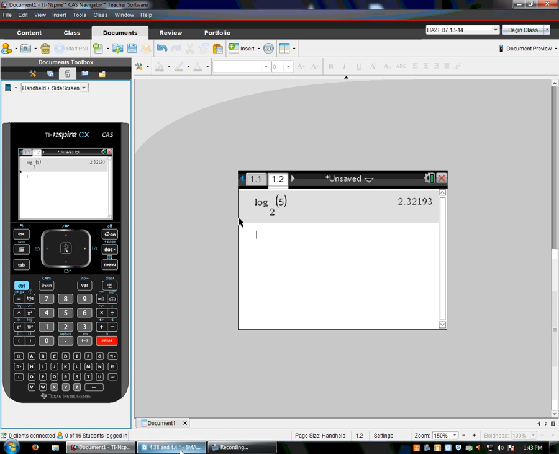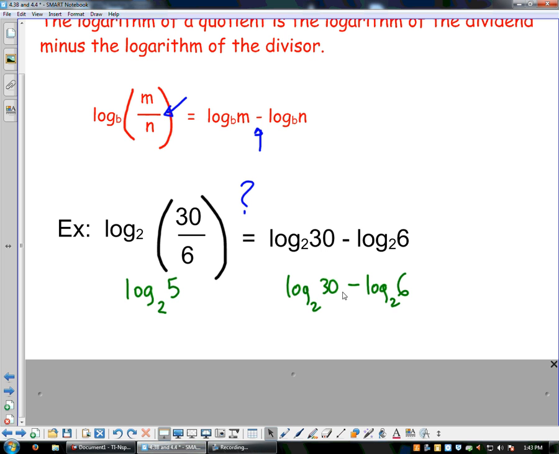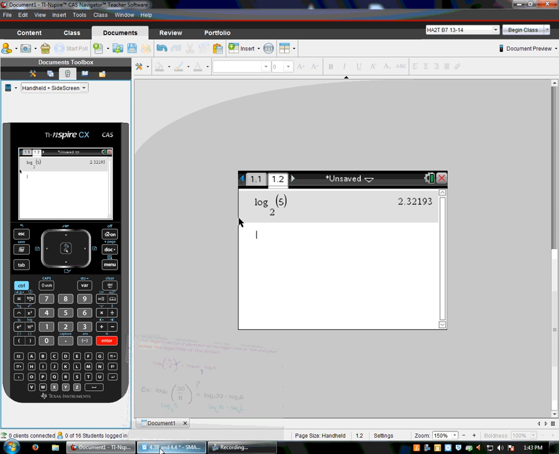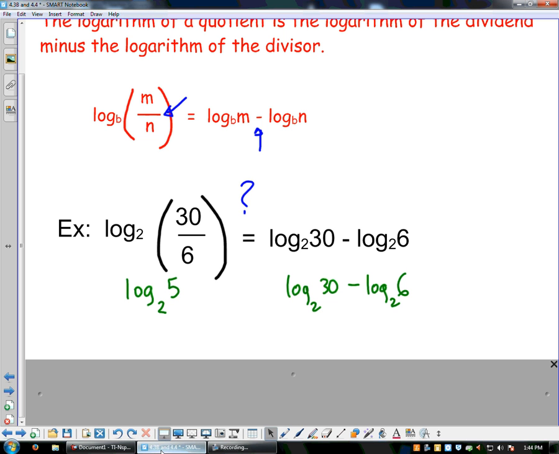All right, but what about the right side of this equation? I had log to the base 2 of 30 minus log to the base 2 of 6. So let's see what that is. Log to the base 2 of 30, I go Control 10 to the x, that's log, I want base 2 of 30, and then right click to get out of that parentheses, I want a minus, and then log to the base 2 of 6, and let's see what that equals. Log to the base 2 of 30 minus log to the base 2 of 6. There it is, 2.32193, same as before. So the quotient property does work.